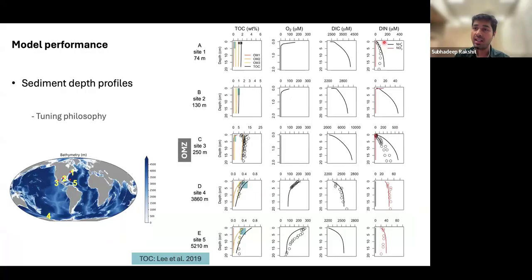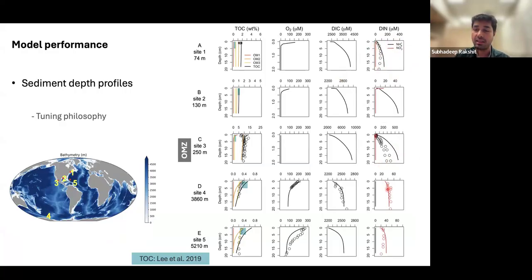And in this one, DIN we are showing, but it's essentially either ammonia or nitrate. So the black line is the ammonia and the red line is the nitrate. So you see for the coastal sites, the ammonia profile was much better predicted, and we do not really see nitrate in the sediment at coastal sites because it's all gone into the very top.